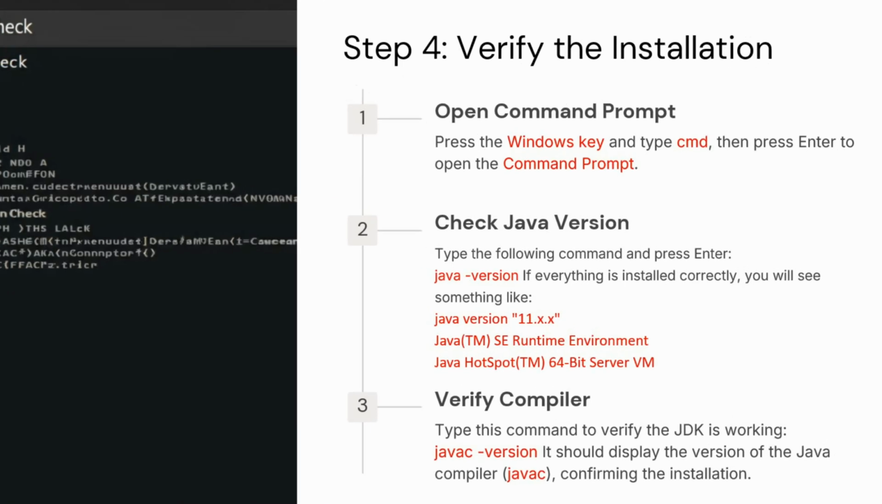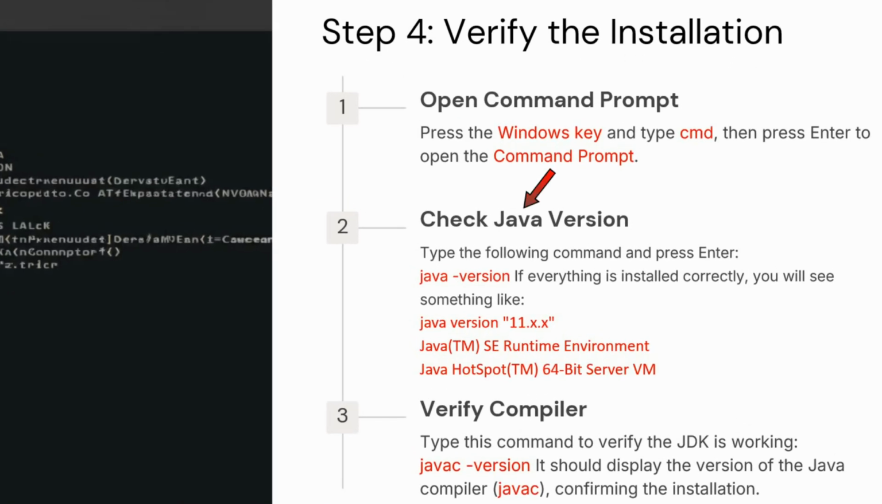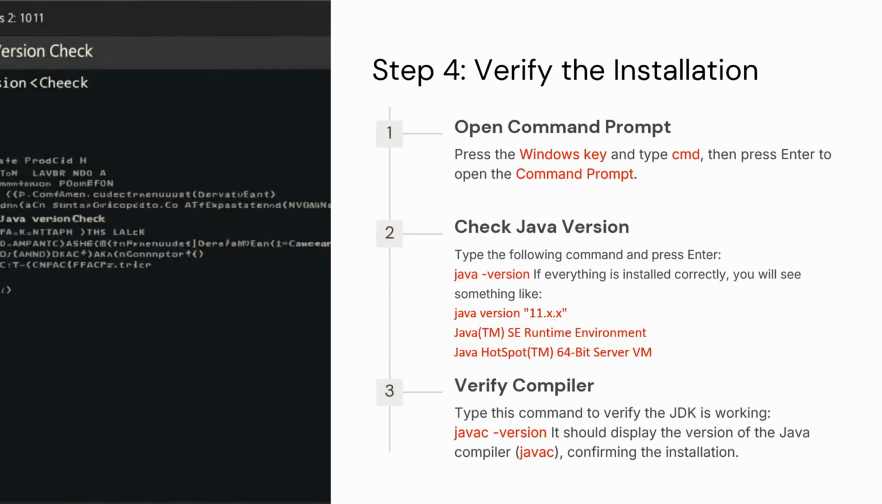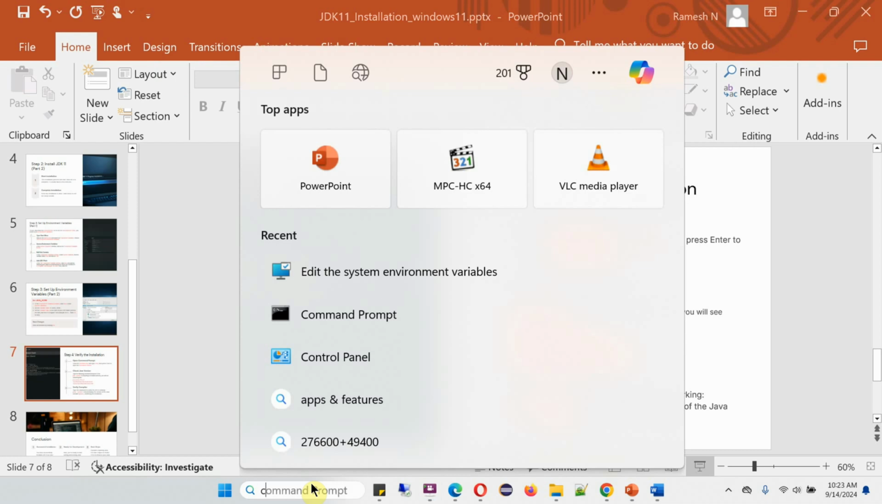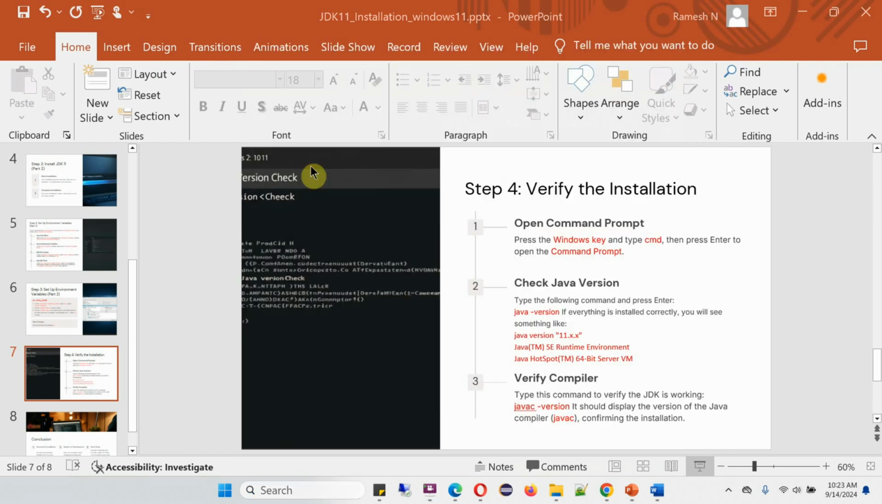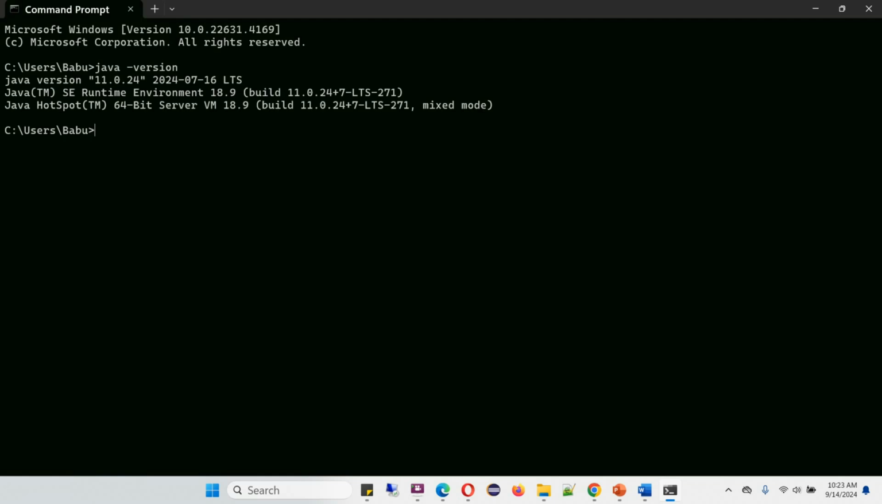To verify the installation, open the command prompt. Then to check the Java version, use the command java -version. And to verify the compiler, you have to use the command javac -version. Open command prompt, java -version, and here you can see JDK 11 is successfully installed, so that you are getting this output. To check the compiler version, use this command, javac -version, and here we got the output.